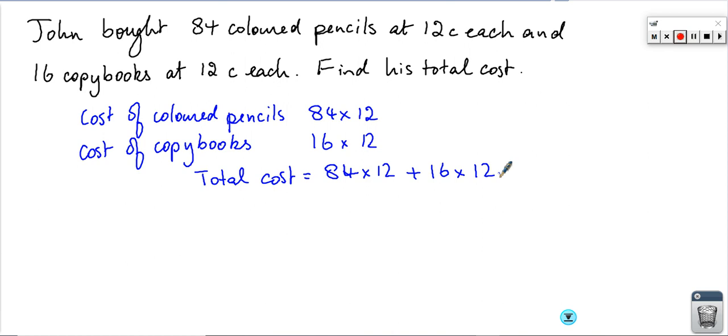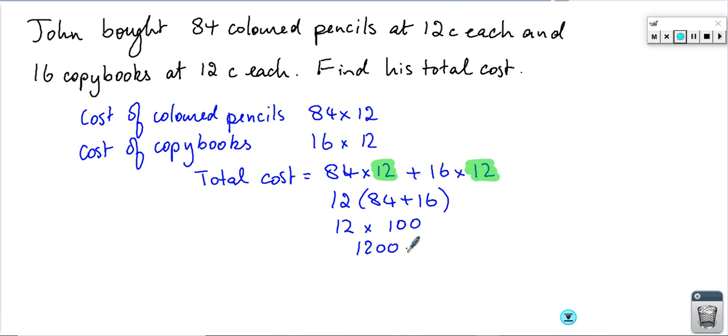As we have seen in the previous example, we have 12, which is a common factor. So taking out 12 as a common factor, I'm left with 84 plus 16. 84 plus 16 is 100, so that's 12 times 100, and that's 1,200 cents, or a total cost of 12 euros. So as you're seeing here, it's very important to know how to factorize using the method of common factor, because it simplifies problems a lot. Again, this is a problem which you will normally find in your mental paper. That's all regarding common factor.